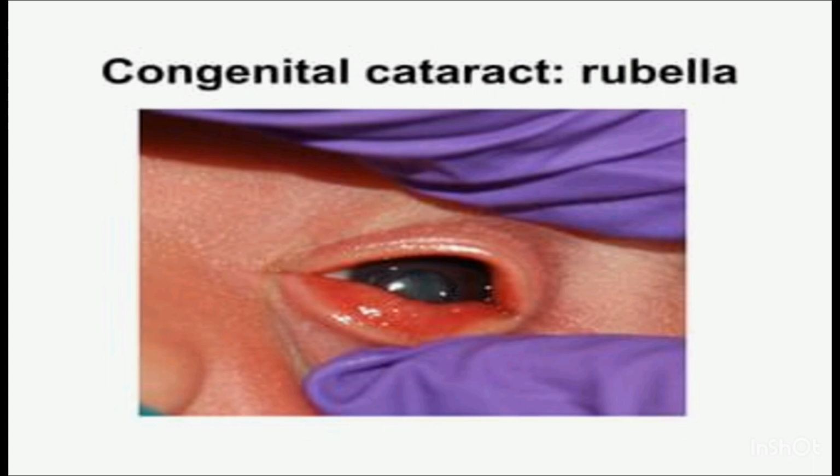This is the picture of congenital cataract. It is when the lens of the eye is cloudy instead of clear at birth. It can cause a loss of eyesight.